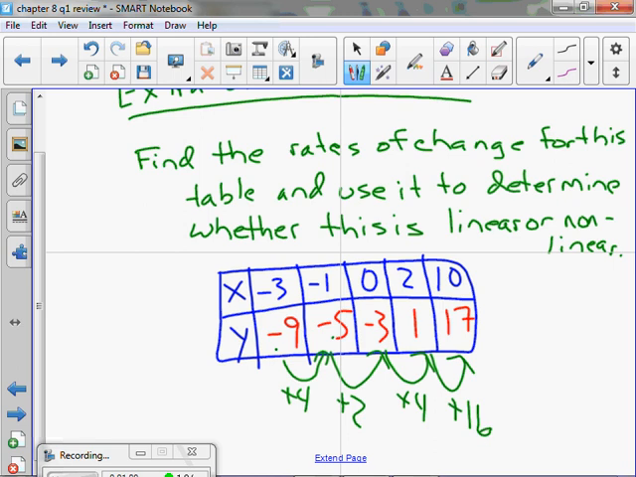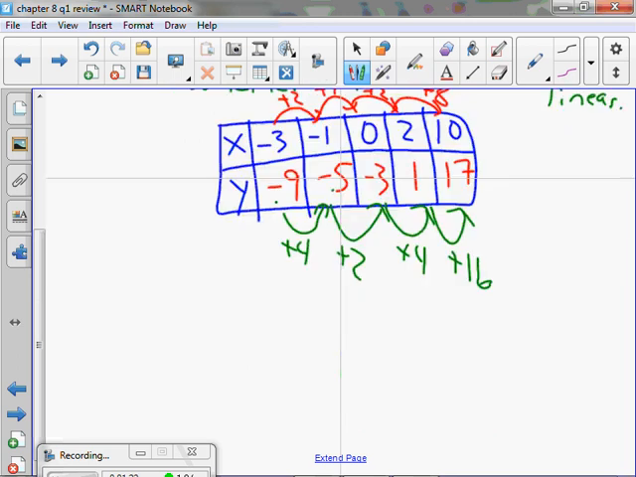Okay, for the next one, -3 to -1, I added 2. From -1 to 0, I added 1. From 0 to 2, I added 2. And from 2 to 10, I added 8. Now I'm going to extend the page, give myself a little more room.